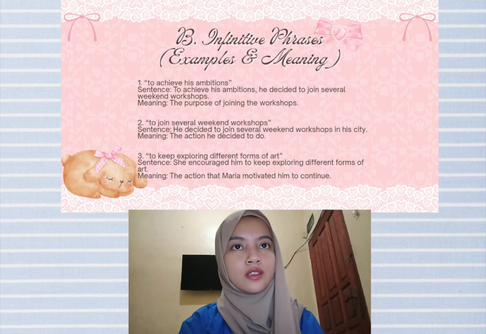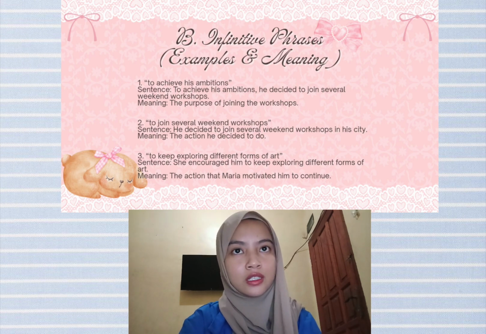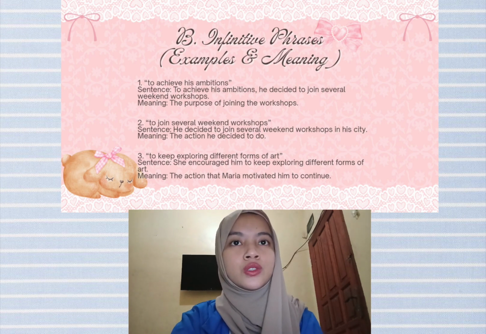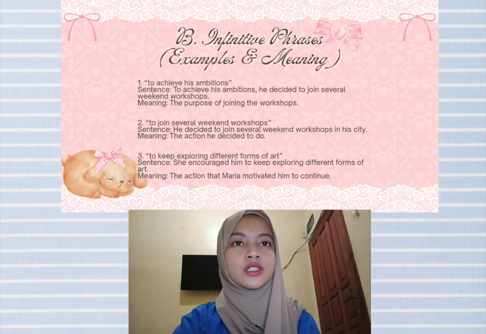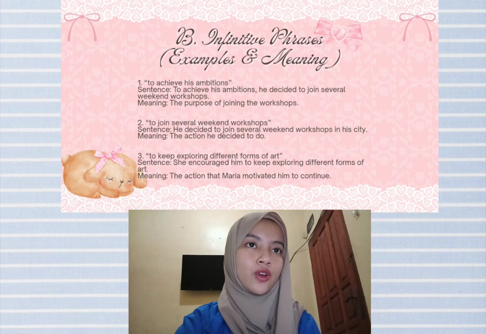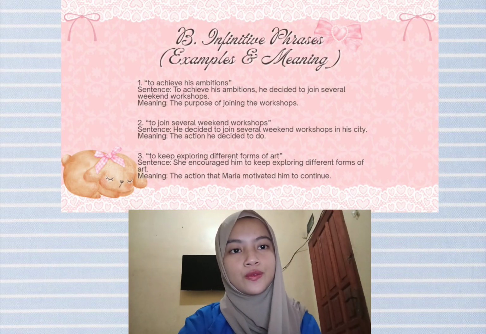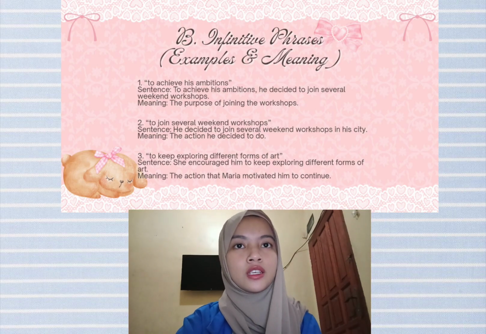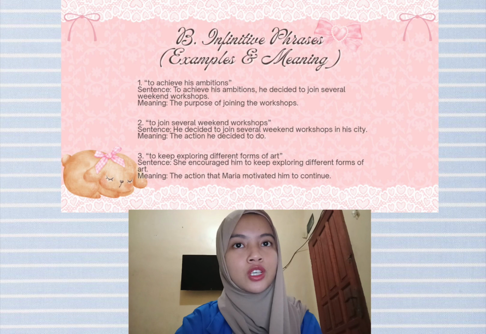Now, let's look at some examples of infinitive phrases and how they function in sentences. The first one is "to achieve his ambitions." In the sentence "To achieve his ambitions, he decided to join several weekend workshops," the phrase "to achieve his ambitions" shows the purpose of his actions. The second is "to join several weekend workshops." In "He decided to join several weekend workshops in his city," the phrase describes the action he decided to do.